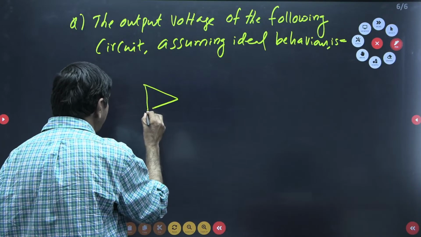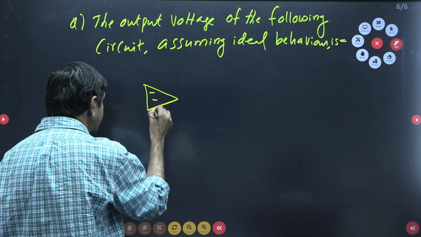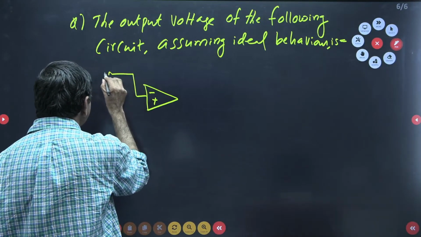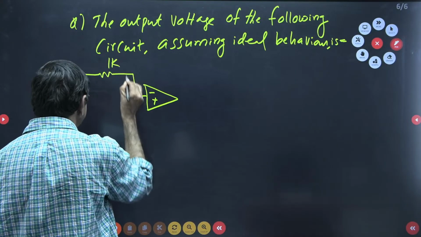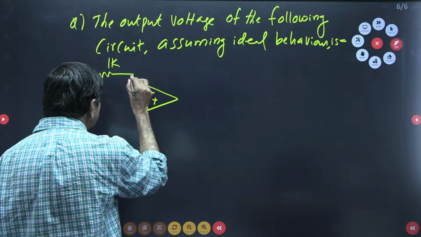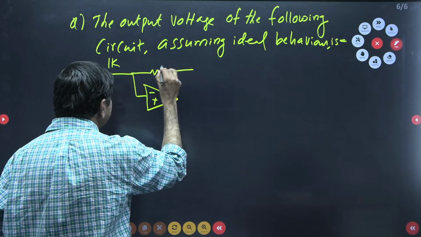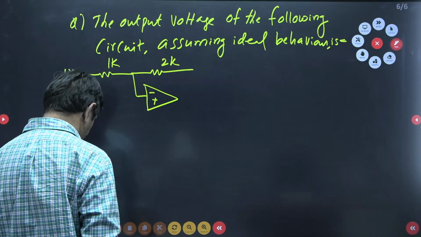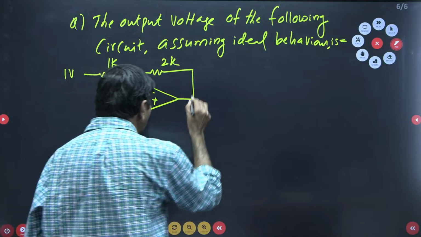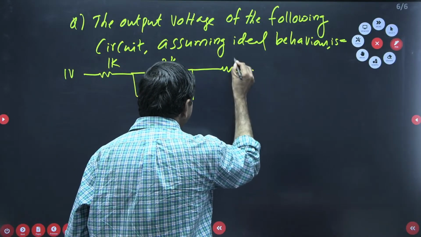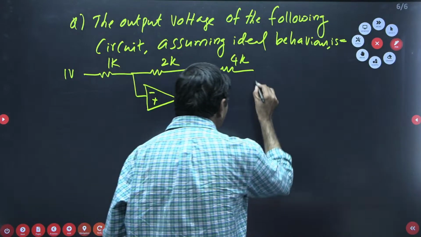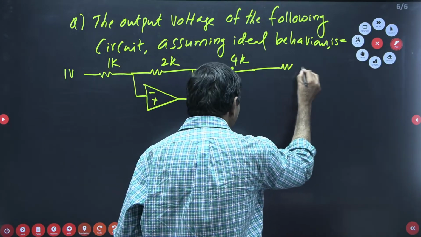There is an op amp, this is minus and plus, and here this is connected to the 1K resistor and also connected with 1 volt. There is one 2K resistor here, this is connected to this point, and one more 4K resistor is connected here, and also one more 8K resistor here.